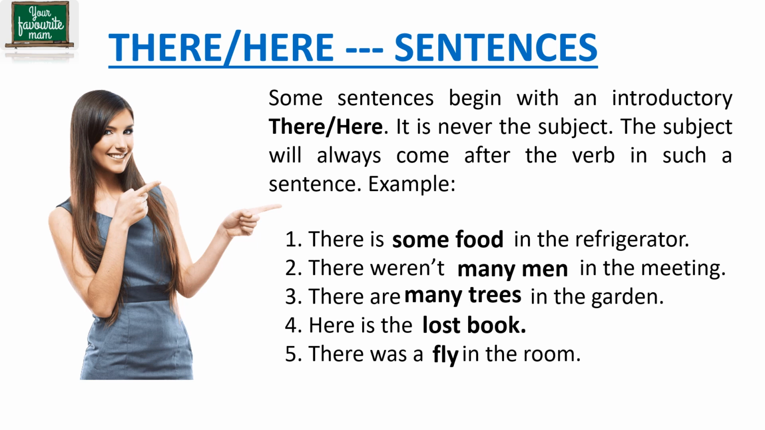There weren't many men in the meeting. So the subject here is not there. The subject in this sentence is many men. There are many trees in the garden. Similarly, the subject is many trees. Here is the lost book. So the subject is the lost book. There was a fly in the room. In this sentence again, the subject is not there, the subject is fly.